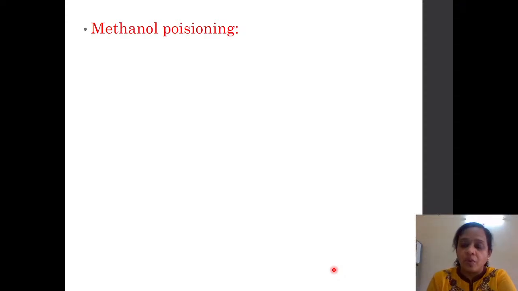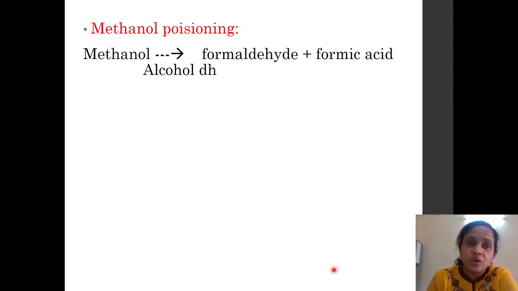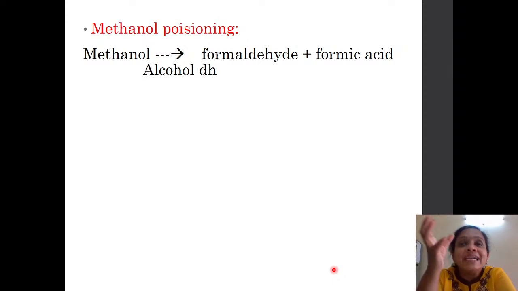Next, methanol poisoning. This is a very important aspect to remember. Methanol, if you have heard, is adulterated alcohol. Some people in the villages consume adulterated alcohol, and this adulterated alcohol is very fatal to the body. What do you mean by adulteration of alcohol? Normal alcohol is ethanol. To that, if methanol is added, because methanol is less expensive when compared to ethanol, that will lead to toxicity in the body. The main toxicity is because of the formation of formaldehyde.